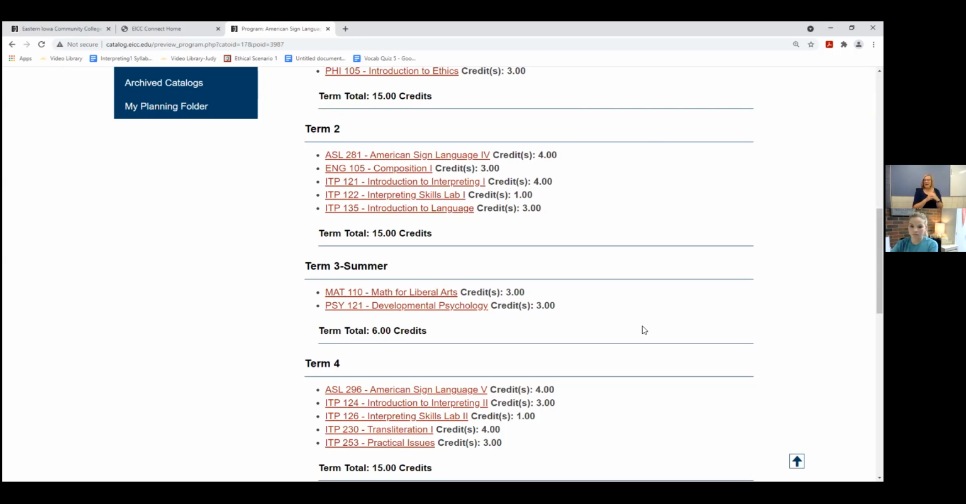Same for our human biology class. It is a lab science class. And so often when you continue on to get a bachelor's level degree, you'll be able to check off the box that you did your lab science class already. So you don't need to take that when you continue on.